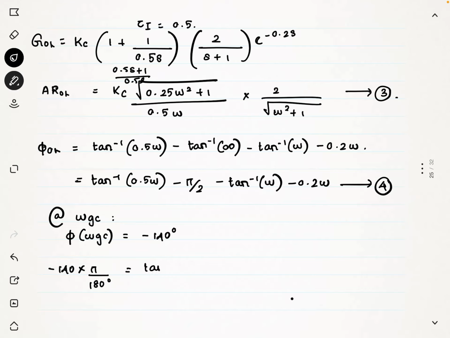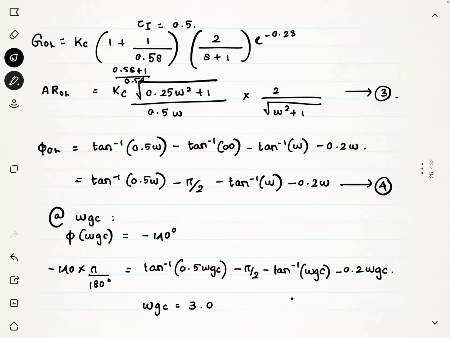Is equal to tan inverse 0.5 omega GC minus pi by 2 minus tan inverse omega GC minus 0.2 omega GC. And the only unknown variable in this equation is omega GC. So if we solve this equation in MATLAB or a scientific computer, we'll be getting omega GC is equal to 3.04 radians per minute.